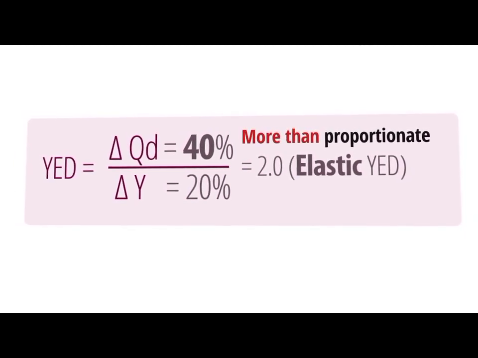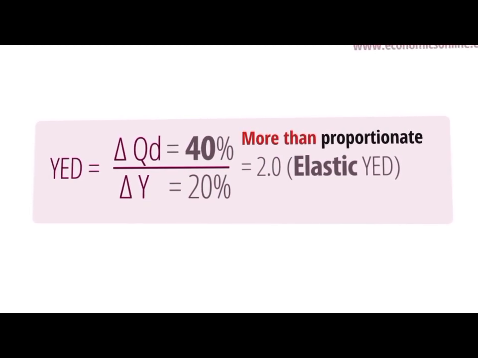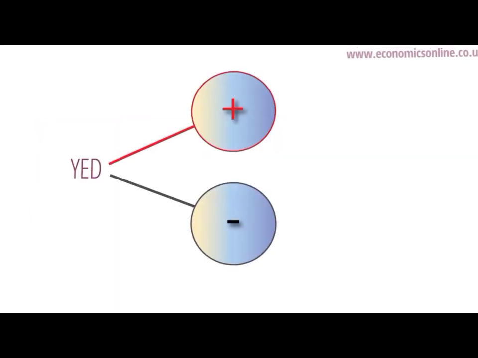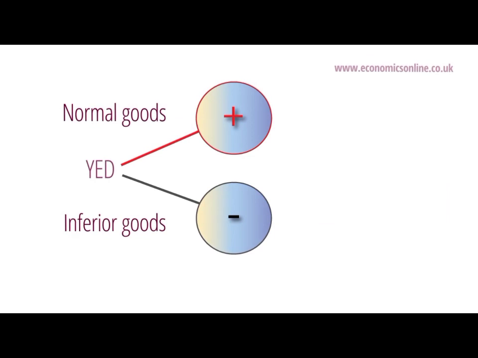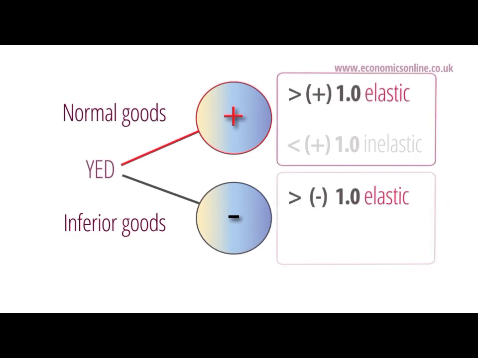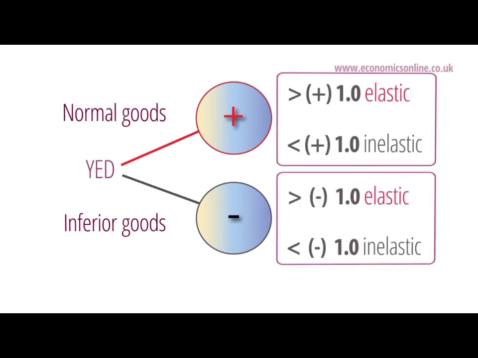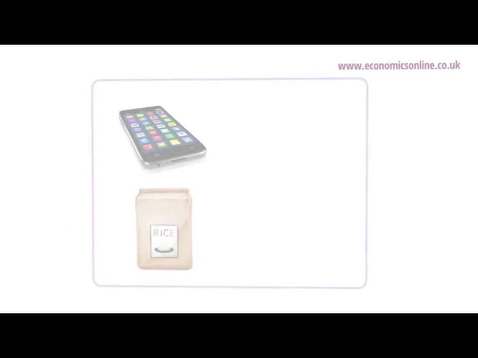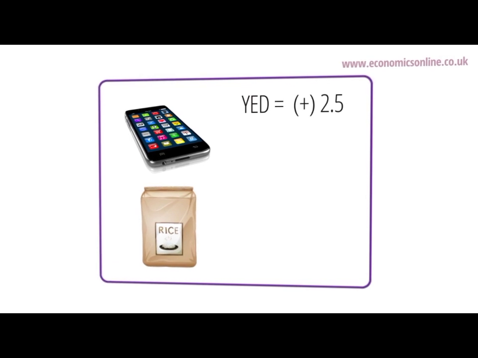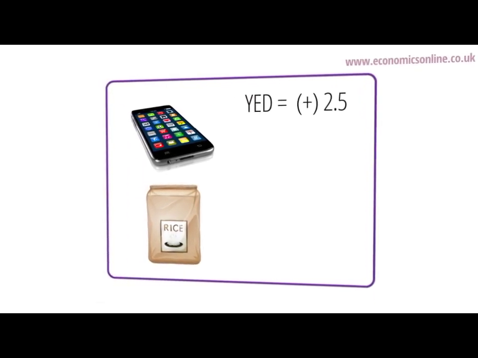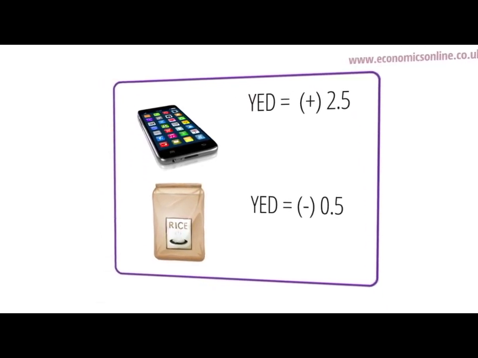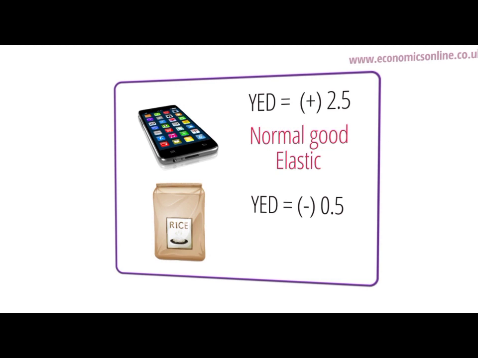Both goods are elastic despite having different signs. It is therefore possible to have both elastic and inelastic normal and inferior goods. For example, if the YED is plus 2.5 for smartphones and is minus 0.5 for rice, then we can deduce that smartphones are, with respect to income, an elastically demanded normal good, and rice is an inelastically demanded inferior good.